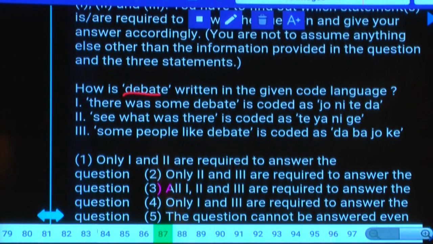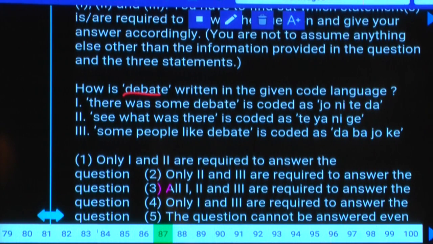Now, the question is about what is the code to the word debate? Then choice 1, only 1 and 2. Now, individual statements are not sufficient because there is no other statement given in 1, 2, and 3 to compare. So only 1, only 2, only 3 are completely ruled out.